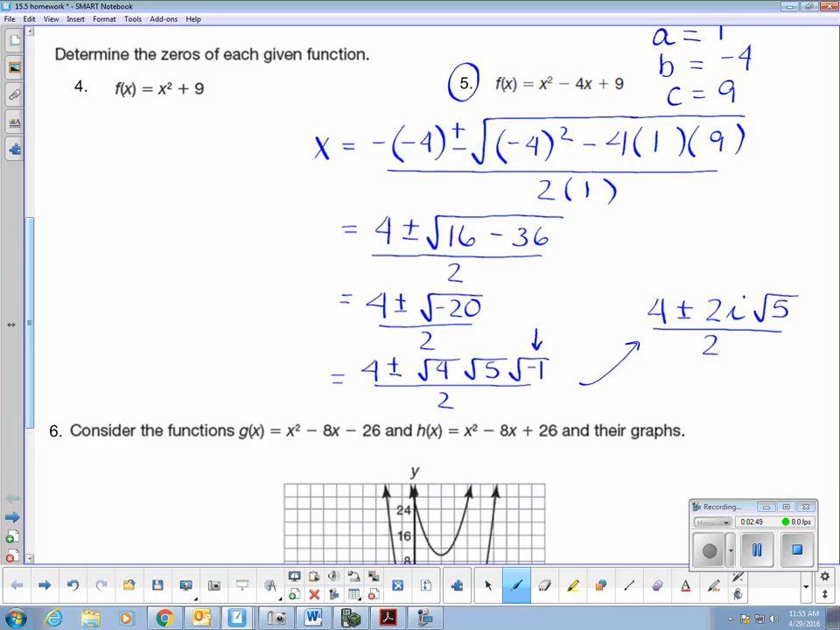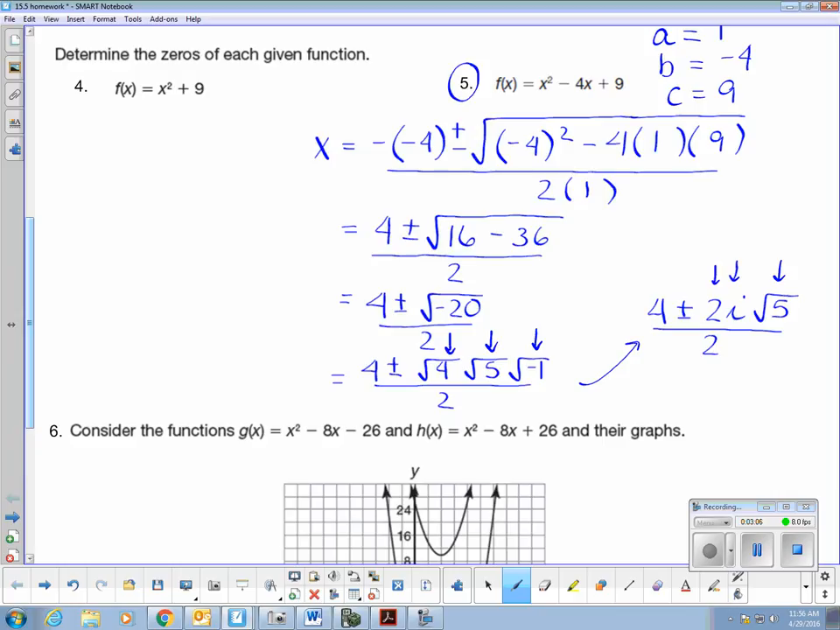So the square root of negative 1 is i. The square root of 4 is 2, times radical 5. So I have 4 plus or minus 2i radical 5, divided by 2.